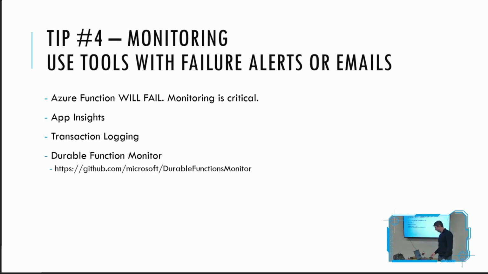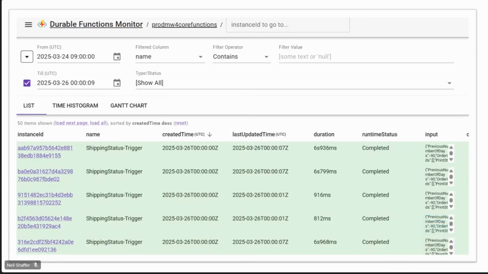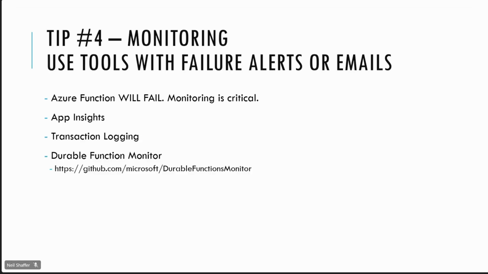I'm also going to talk about Durable Function Monitor, because for those who are using Durable Functions and have never seen this screen, you're missing out. So Durable Function Monitor was written by a Microsoft employee. This is a tool that you can just pull down and deploy directly from the Git repo with Azure Identity. And you could just have a monitoring dashboard for all your durable functions.